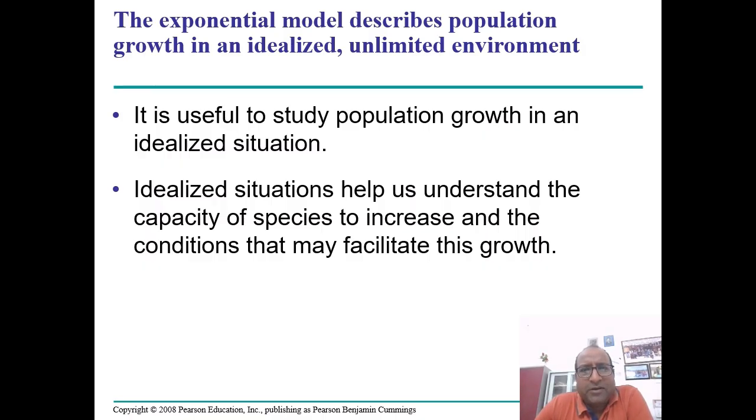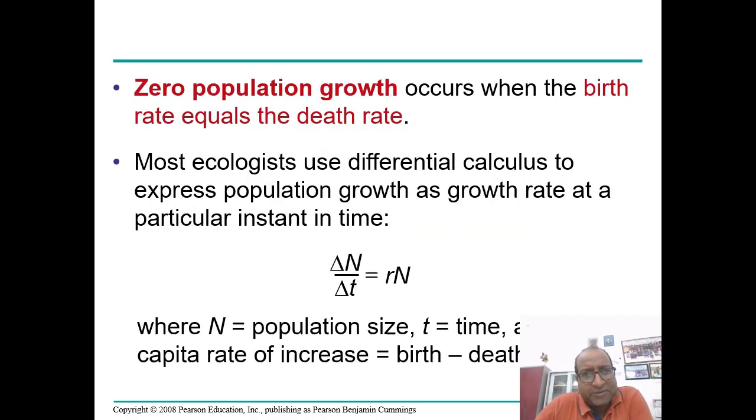So the exponential model describes population growth in an idealized, unlimited environment. It is useful to study population growth in an idealized situation. Idealized situations help us understand the capacity of a species to increase and the conditions that may facilitate the growth. An ideal condition is to give the maximum nutrition and maximum light resources to the individuals and see how much they reproduce by the given time. So studying the ideal condition will be helpful.